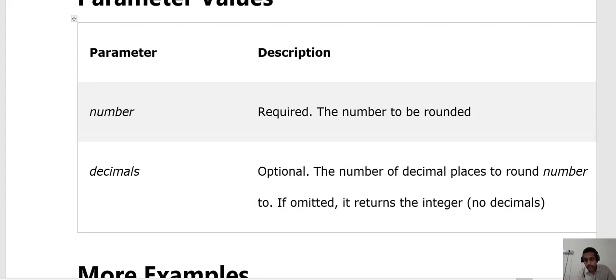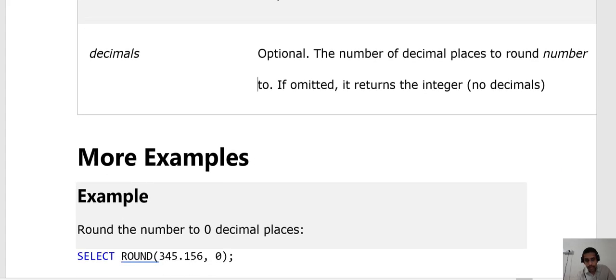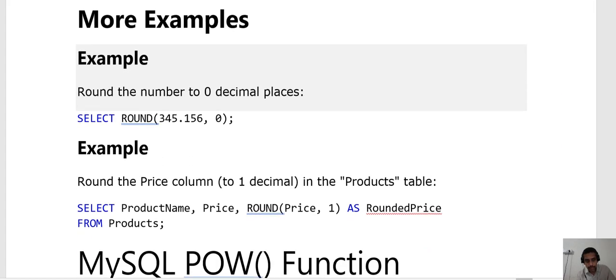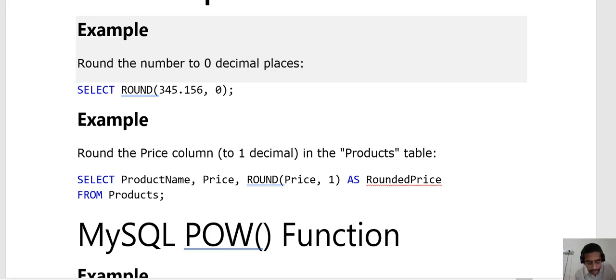Next, you can see the examples over here that will give you a clear idea of how the round function works. Round the number to 0 decimal places. You can use it like this: SELECT ROUND(345.556). The decimal values will be removed, in simple words, so it will now give us 345 only.